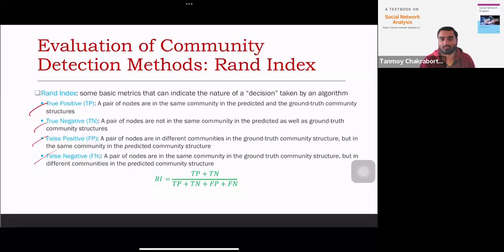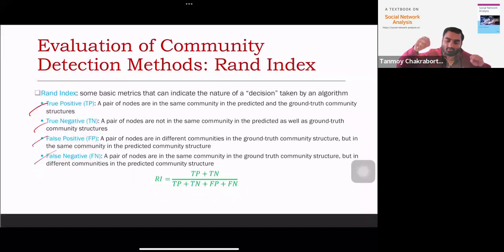True positive. True positive means you need to compute these quantities based on all pairs of nodes, right? You take a pair of nodes, and you know the ground truth communities of these pairs. You also know the detected communities of these pairs. If both the nodes belong to the same ground truth community as well as the same detected community, that means it's a true positive case, right?